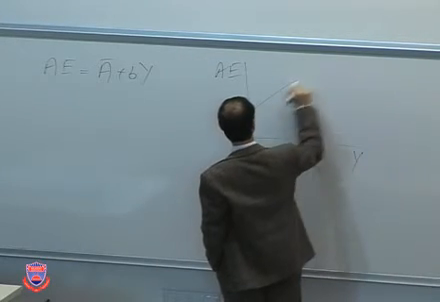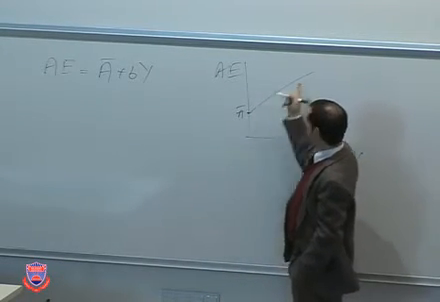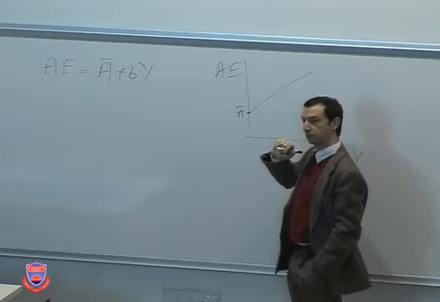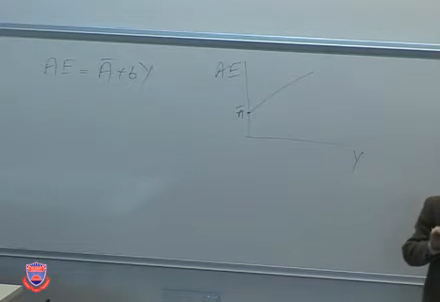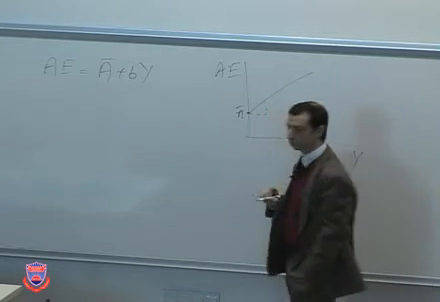So for our purposes, we have a relationship like this. What can I say about the slope of this line? It's B. Is this angle less than or more than 45 degrees?